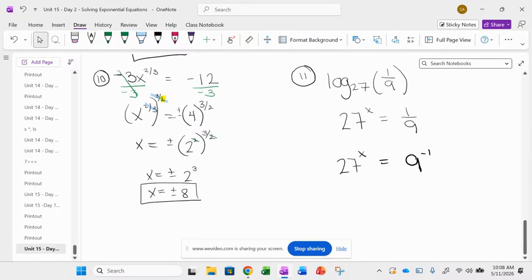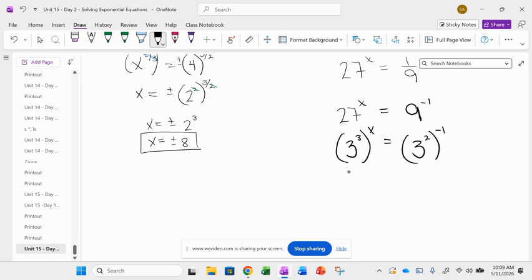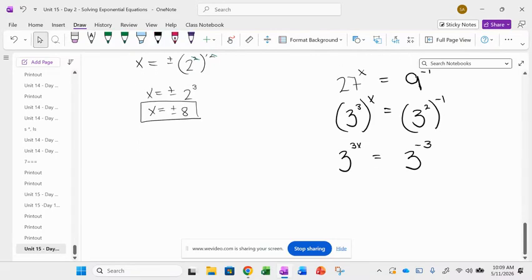And now I'm going to change both bases. I'm going to change both bases into a base of what? 3. You got it. So 27 becomes 3 to the 3rd raised to the x. 9 becomes 3 to the 2nd raised to the negative 1st. Power to a power we multiply, so we have 3 raised to the 3x equals 3 raised to the negative 3rd. Because my bases are the same, can I now set my exponents equal?